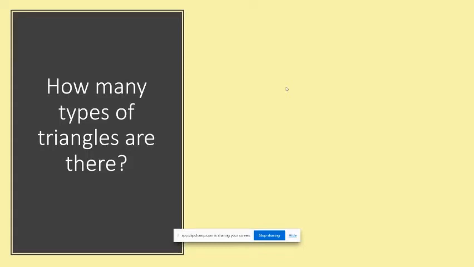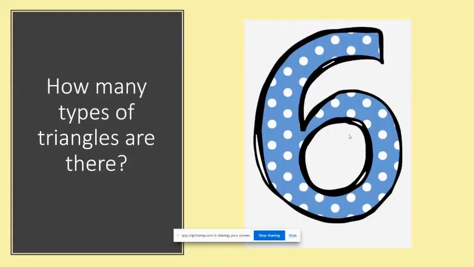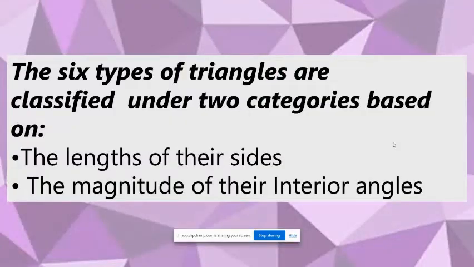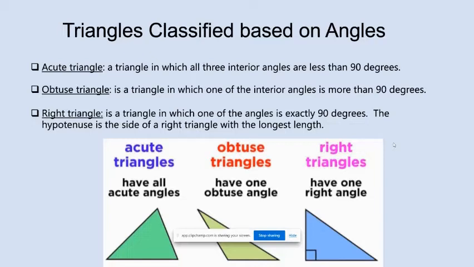Yes, ma'am, that's correct. We have 6 types of triangles. The 6 types of triangles are classified under 2 categories based on the length of their sides and the magnitude of their interior angles. That means the size of the angles inside of the triangle. The first classification of triangle we're looking at are the triangles based on angles.